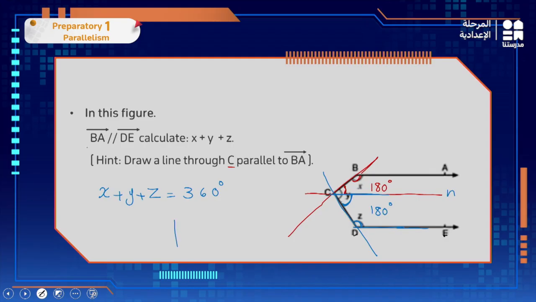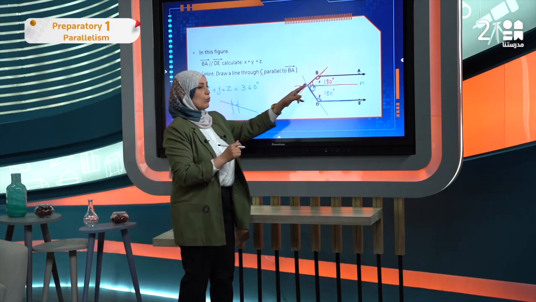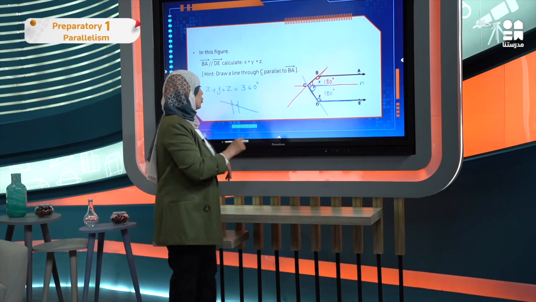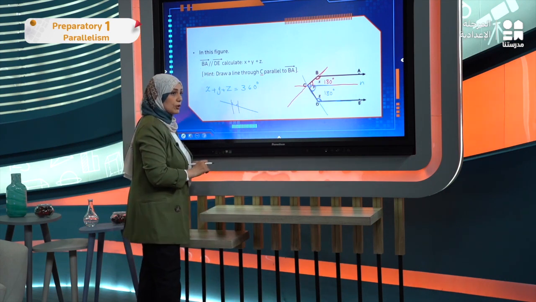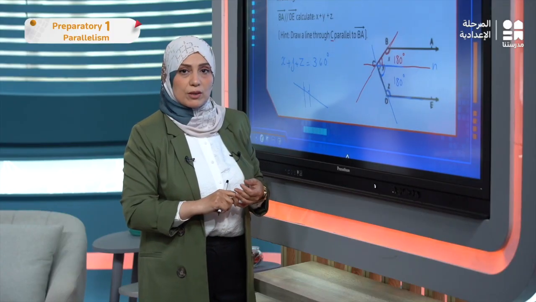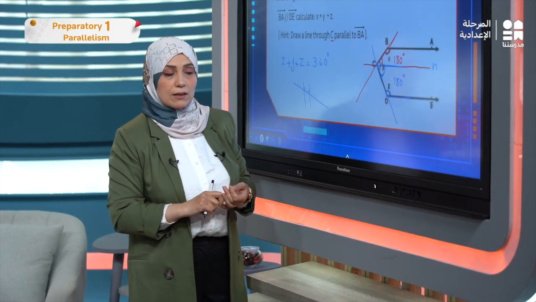Or, for example, this one. I have two parallel lines and that is my transversal. Here, inside, and here, inside. Okay? So one is above and the other one is under, or one to the left and the other one is to the right. They are interior and they are supplementary. The sum of them is 180 degrees.